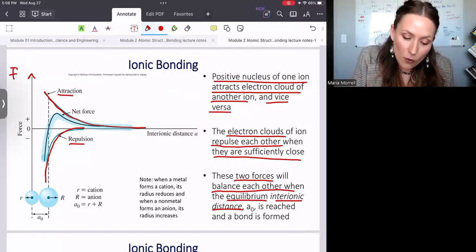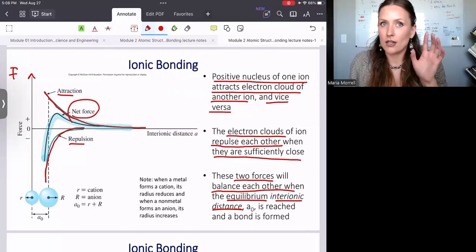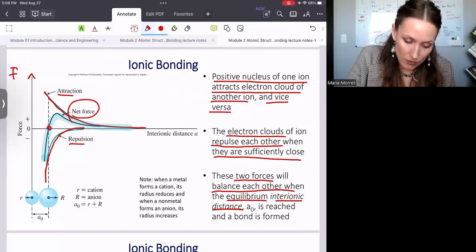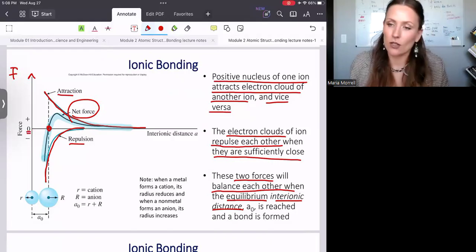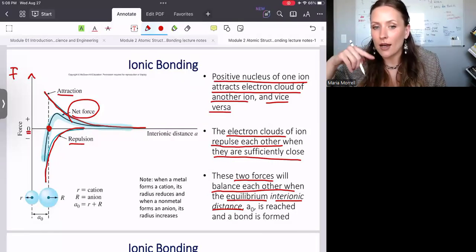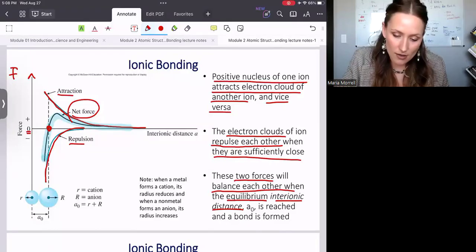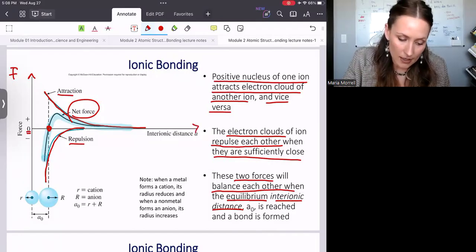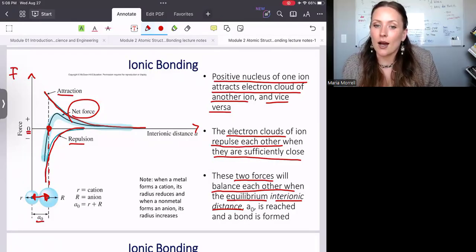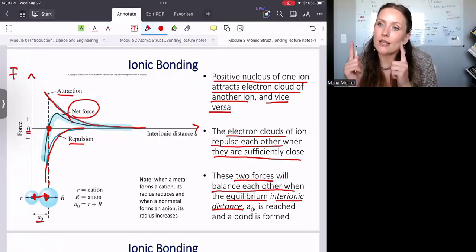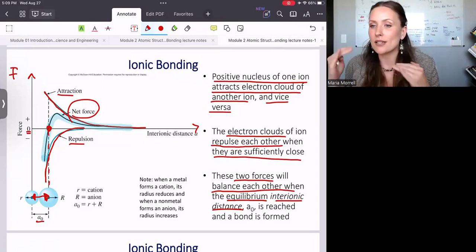So for the net force to be zero, we will have to be somewhere in here. This is your zero, where it intersects. The distance at which it intersects our axis x is going to be your a naught, and that is this distance right here. This is the interionic distance, and that means that this is where the bond is formed. Hopefully it makes sense. The net force is zero.